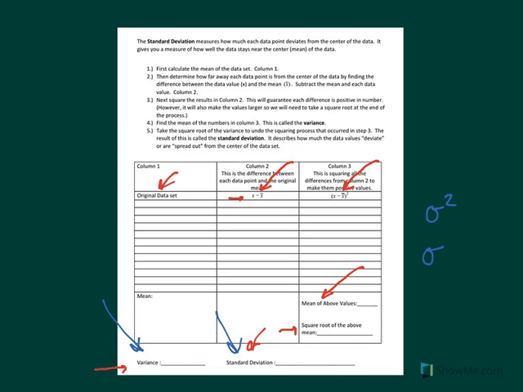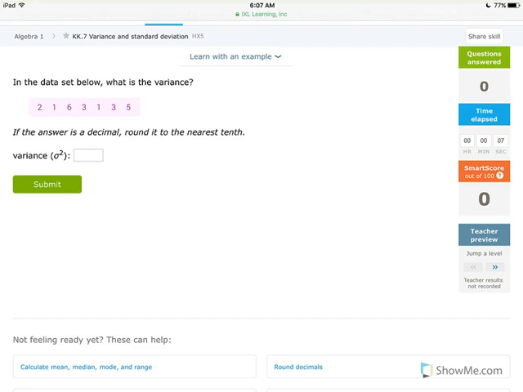And let's go ahead and try one from IXL.com. So here's your data set. Notice on this one they want the variance. So we're not going to go through that last final step and square root the number to get the standard deviation. We're just going to stop at the mean of the squares of the differences. So let's go ahead and put this data set into the chart.